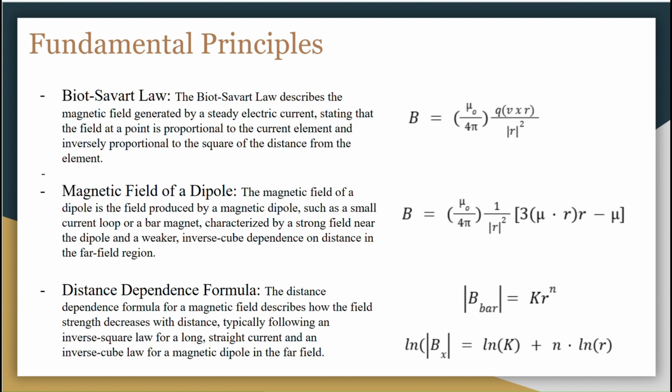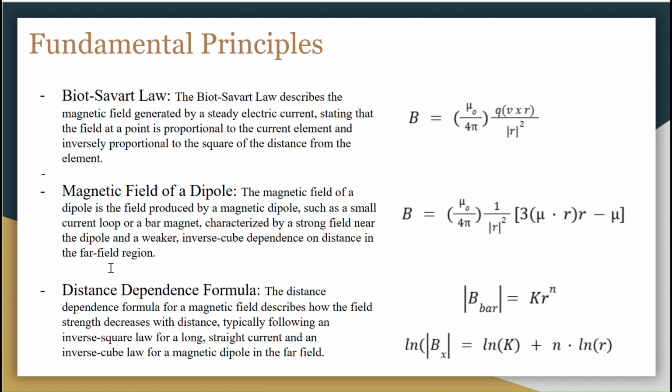Biot-Savart's law. The Biot-Savart's law describes the magnetic field generated by a steady-state electric current, stating that this field at a point is proportional to the current element and inversely proportional to the square of the distance from the element. Right here, that is Biot-Savart's law.